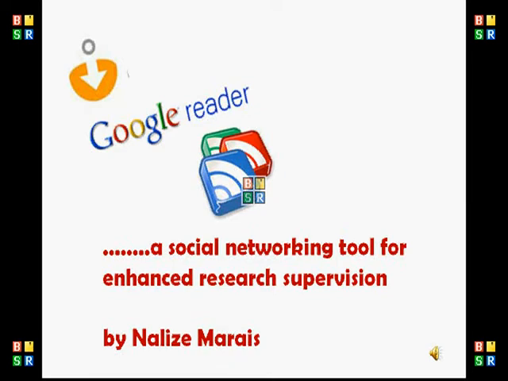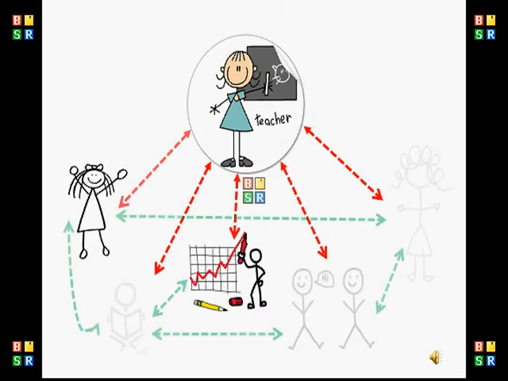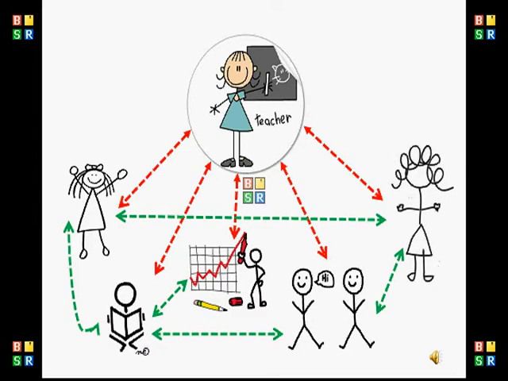I'm investigating the dimensions of a social networking tool called Google Reader for possible improvement of research supervision in higher education institutions. Any lecturer or professor, sometimes during his or her career, is required to supervise the research projects of postgraduate students. During this process, a lecturer builds close relationships with the students, and the students build relationships among each other, creating a social network. Knowledge diffusion takes place via social networks, and new knowledge is created via interaction between people.